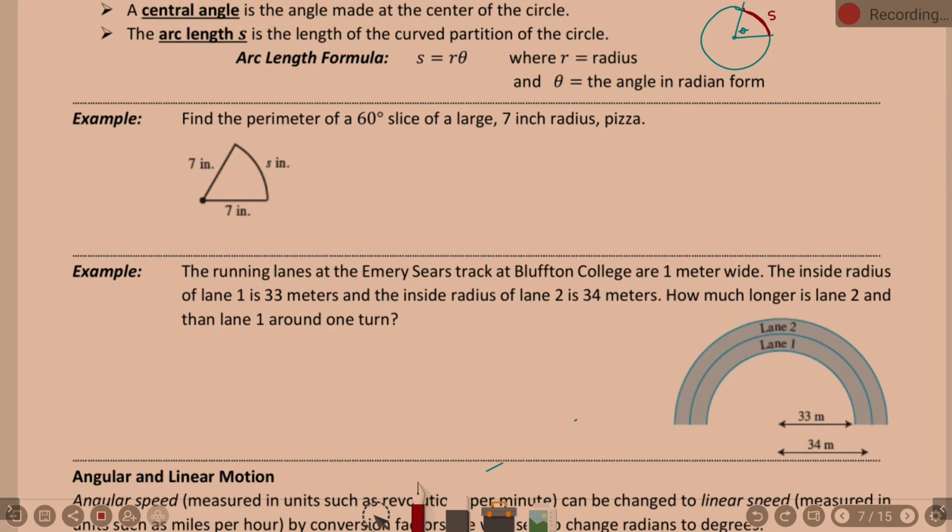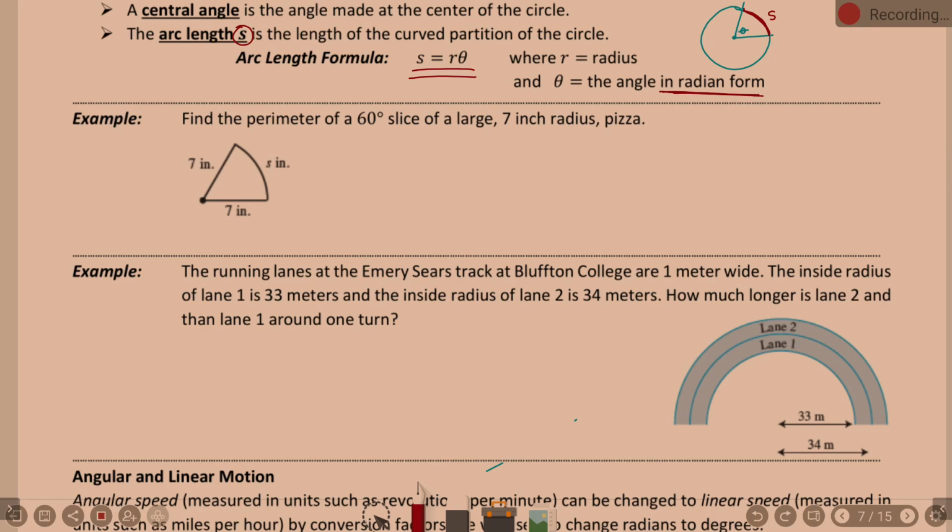So arc length formula: S equals r theta, where S stands for arc length, r is the radius, and theta is the angle, catch this, in radian form. In other words, can theta be in degrees? No, your formula doesn't work right. Theta is in radian form. Okay, so be aware. So that is the arc length formula. It will come up in various problems. It comes up in word problems. But if you're trying to find the length of the curve of the circle, that is your arc length. Let's try an example.